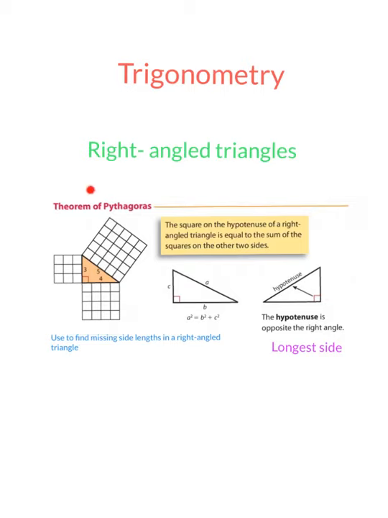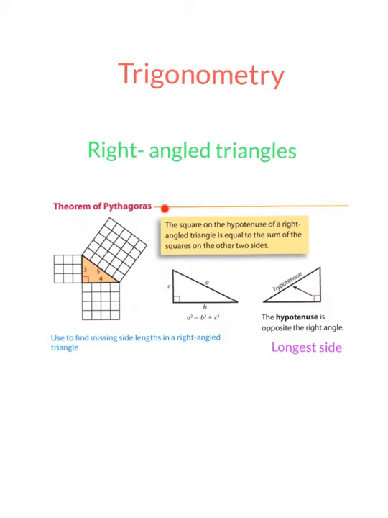Okay, so the first thing that we're going to do is we're going to work with the theorem of Pythagoras. Now you would use this to find missing side lengths in a right angle triangle, okay? So you can't use Pythagoras theorem to find angles, it's only for the lengths of sides. So the theorem states that the square on the hypotenuse of a right angle triangle is equal to the sum of the squares on the other two sides.